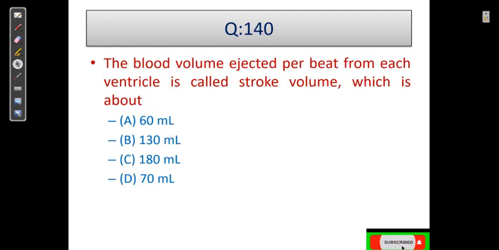The blood volume ejected per beat from each ventricle is called stroke volume, which is about 60 ml, 130 ml, 180 ml, or 70 ml. We can say it is 70 ml.